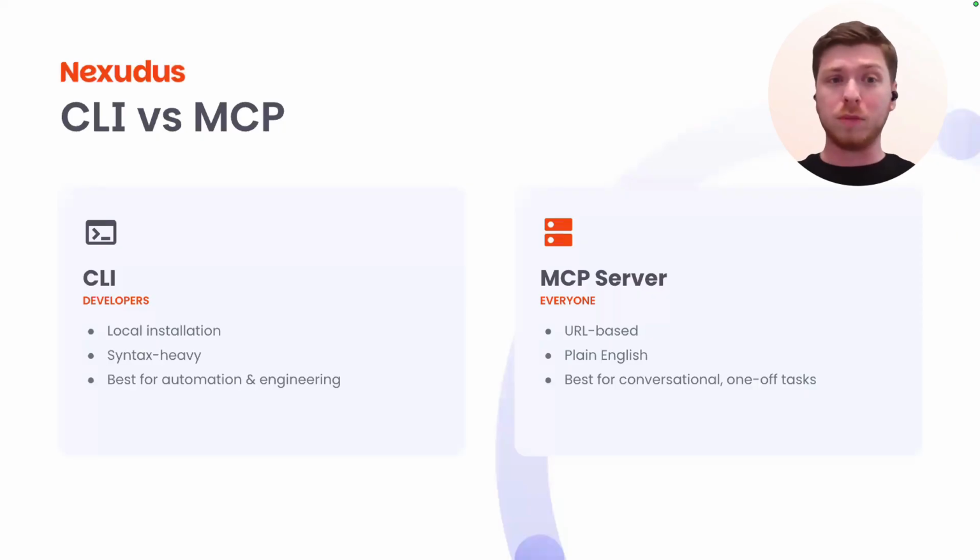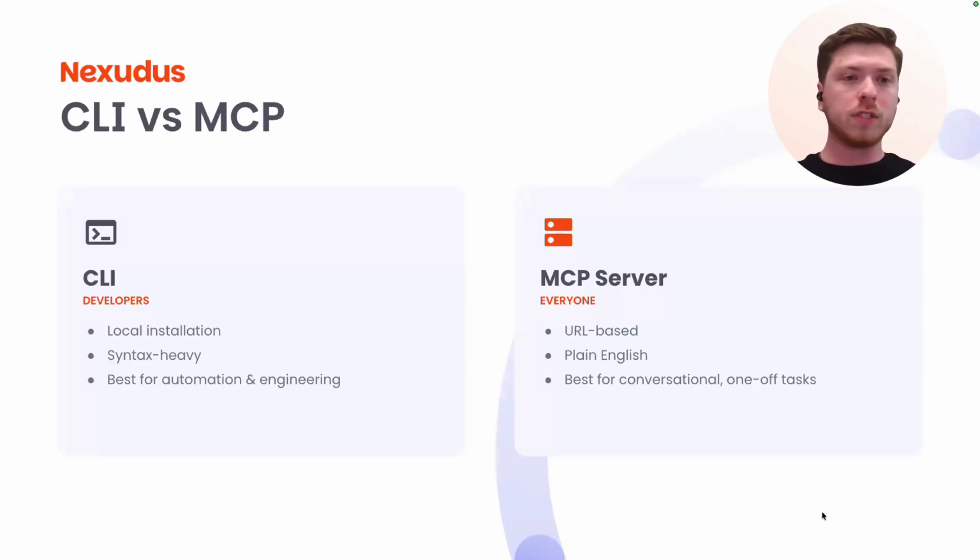On the other hand, the MCP server is built for basically everyone else. There's no installation required. You just connect to the URL and you talk to it in English or in whatever language you really want. You describe what you want and the AI interprets it. Something you need to keep in mind is that the output can vary depending on the context, because the AI is thinking. It's not just running a simple command. So this is mostly useful for conversational, one-off, or more exploratory tasks.